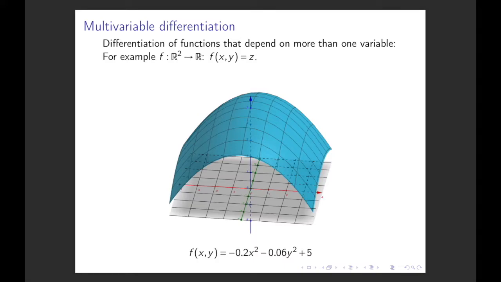Multivariable differentiation. This is differentiation of functions that depend on more than one variable. For example, a function from two variables to the real numbers, f of x y equals that. Functions to R are maybe the most commonly appearing functions in applications. Here's the graph of the function plotted with the formula minus 0.2x squared minus 0.06y squared plus 5.